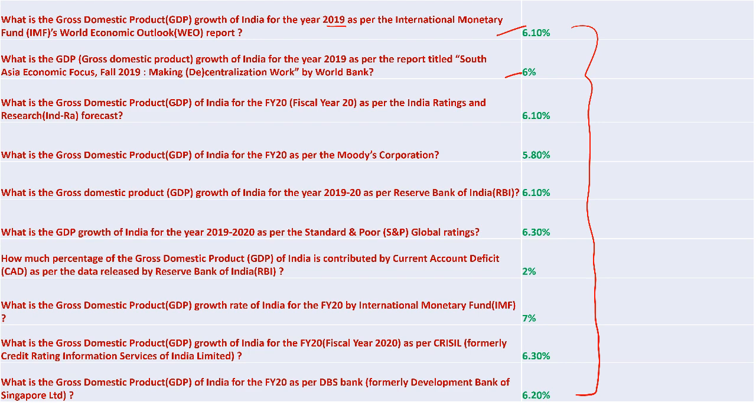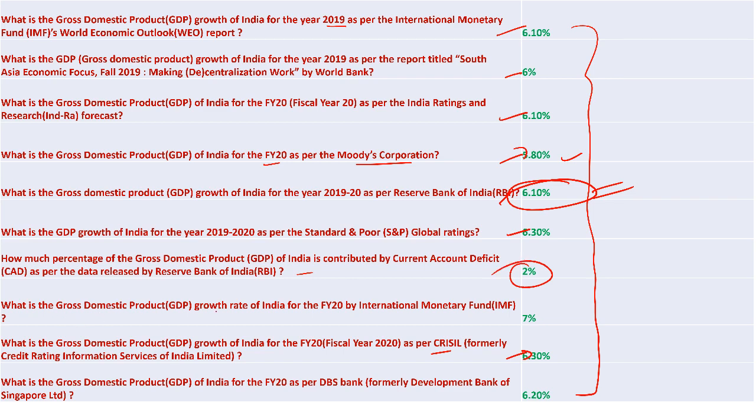What is the gross domestic product for FY20 as per India Ratings? That's 6.1. Gross domestic product for FY as per Moody's Corporation, this I think is the least one, and 6.30 here as per your CRISIL. These two I think you should remember, and then the rest is everything in between. Of course, even S&P is talking about 6.30. So GDP growth of India 2019, Reserve Bank of India, important, 6.10 is what I think should be the peg. How much percentage of GDP did India contribute to current account deficit as per the data released by RBI? That's 2%.